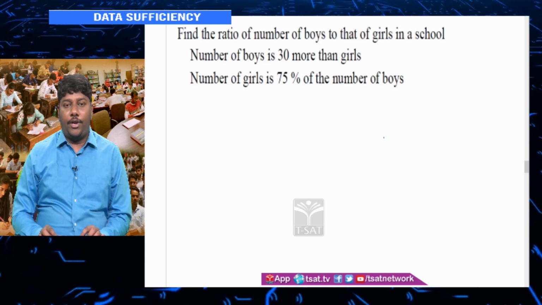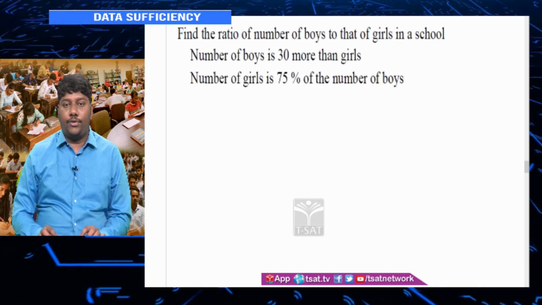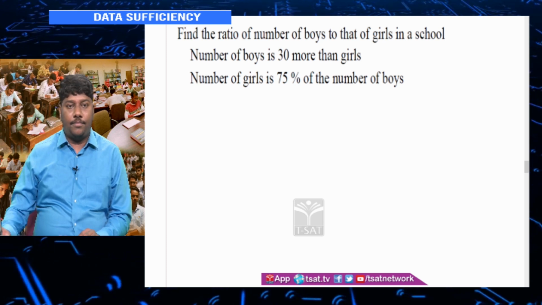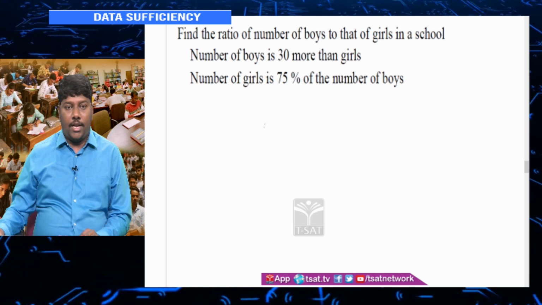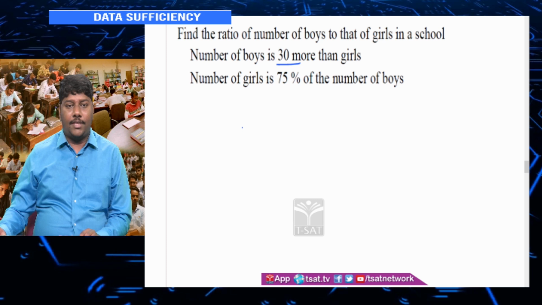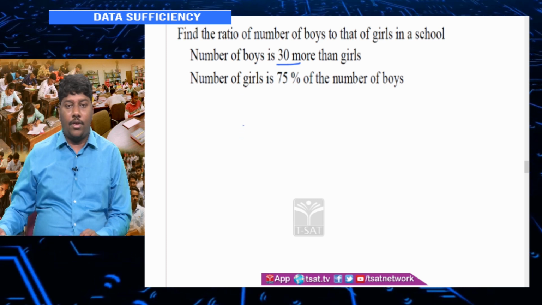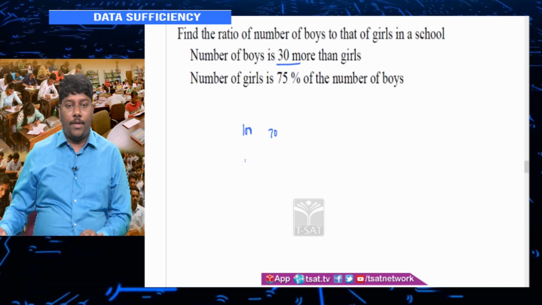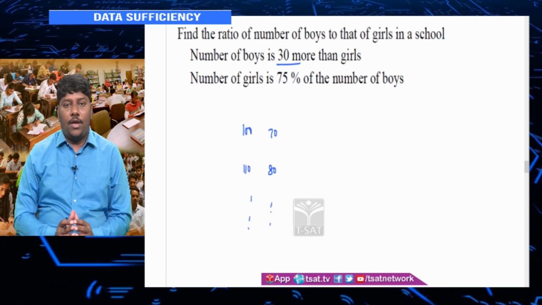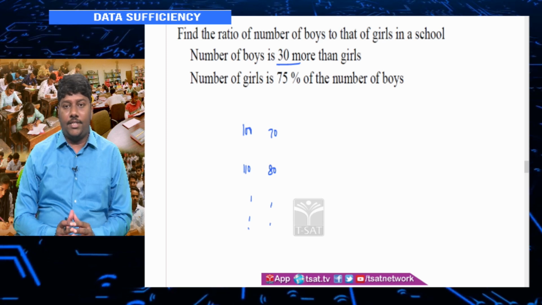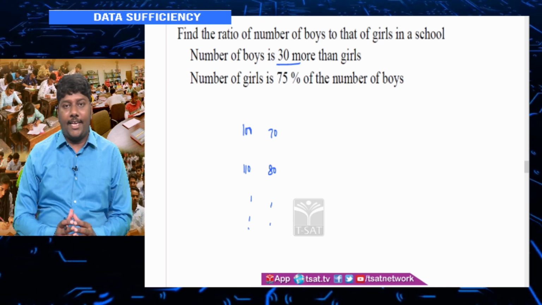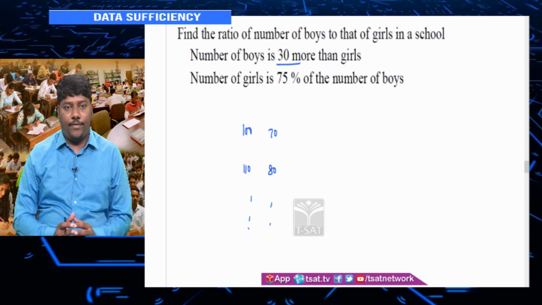Find the ratio of number of boys to the number of girls in a school. Number of boys is 30 more than number of girls. For example, if girls are 70, boys are 100. If girls are 80, boys can be 110. It goes on like this. So any two numbers whose difference is 30, I can take. But just by taking difference 30, you can't find out the ratio. Ratio varies. So the first statement is not sufficient to answer the given question.